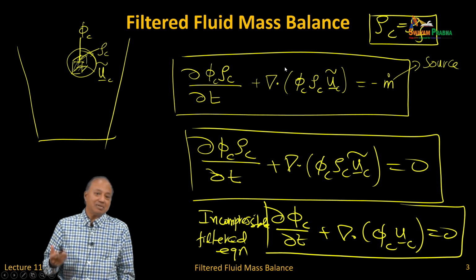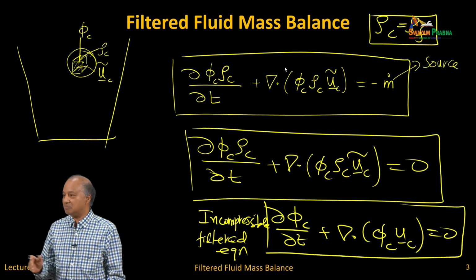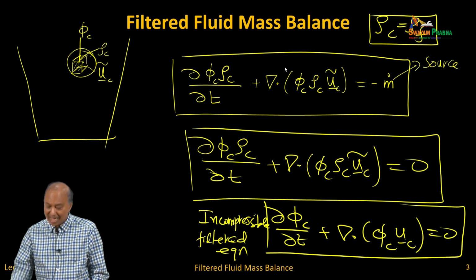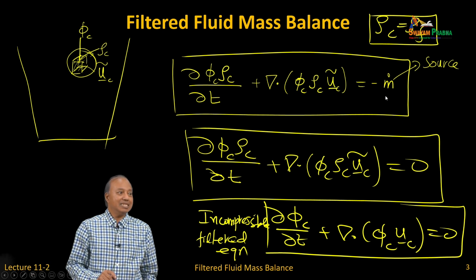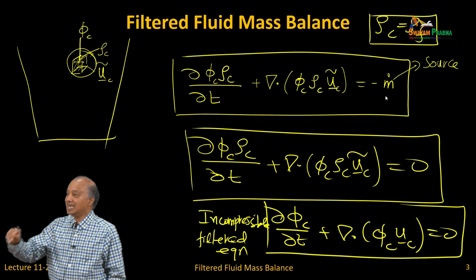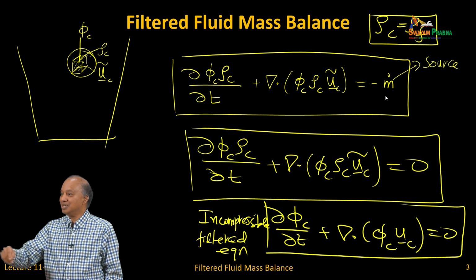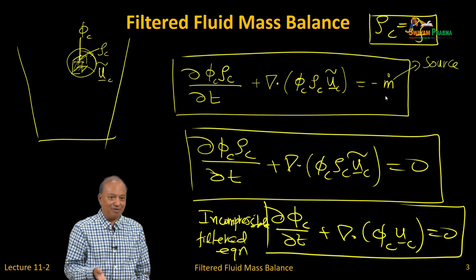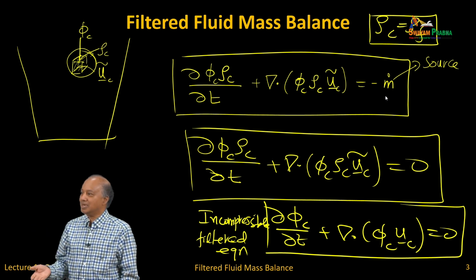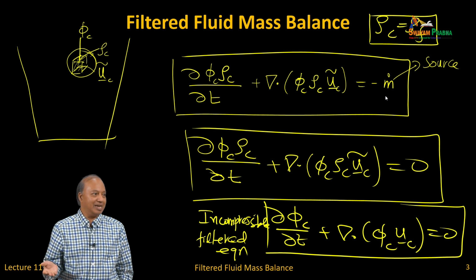And for mass balance, this filtering doesn't cost anything, no damage, no models to be done, except you have to model this. What is this term? It is the mass released by the particles into the fluid. That makes sense, because right now I am writing the mass balance equation for the fluid, and there are a bunch of particles in there, and if they are evaporating, it is a mass source.